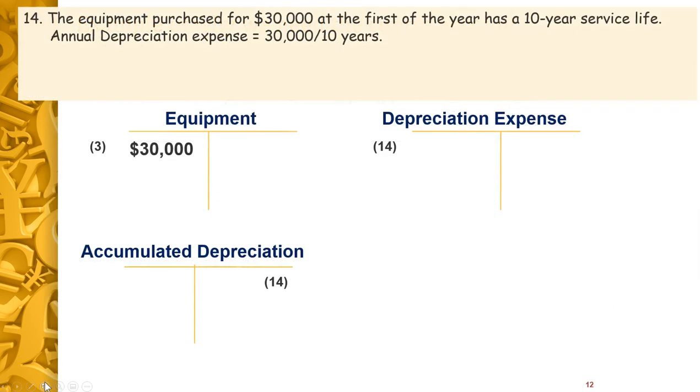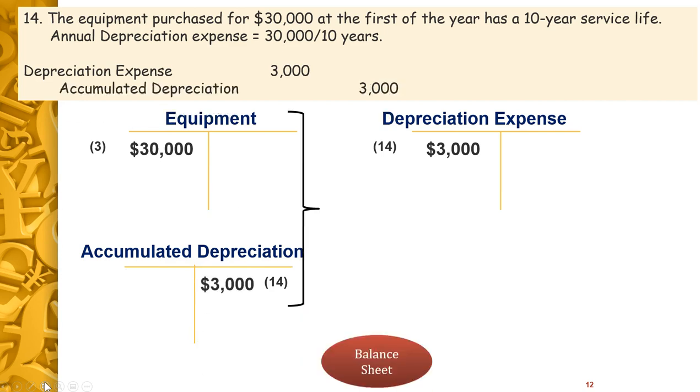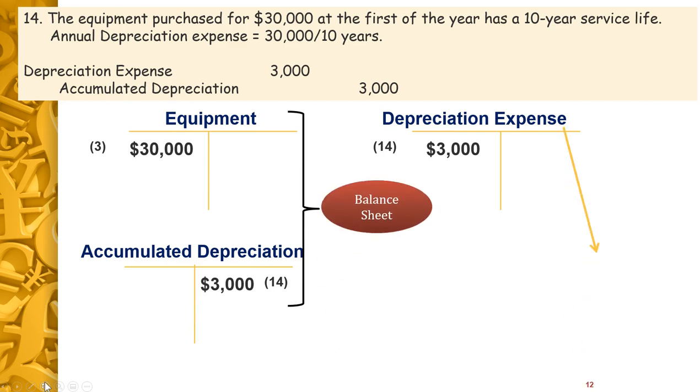Now, let's take a look at the journal entry. So, we would debit depreciation expense and we would credit accumulated depreciation. These would be on the balance sheet and this would be on the income statement.